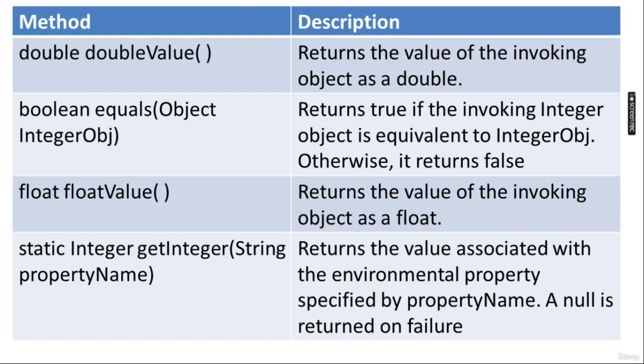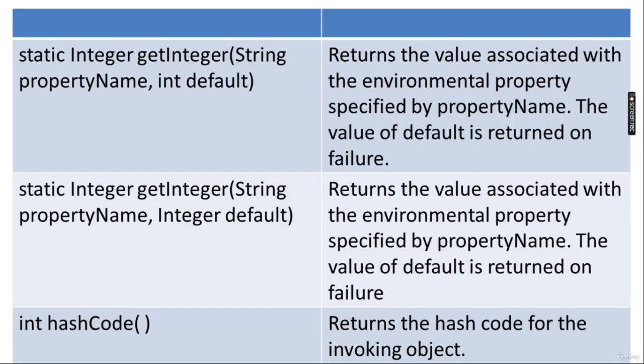Static Integer getInteger(String propertyName) returns the value associated with the environment property specified by the property name. A null is returned on failure. Static Integer getInteger(String propertyName, int default) returns the value associated with an environment property specified by the property name. The value of the default is returned on failure.